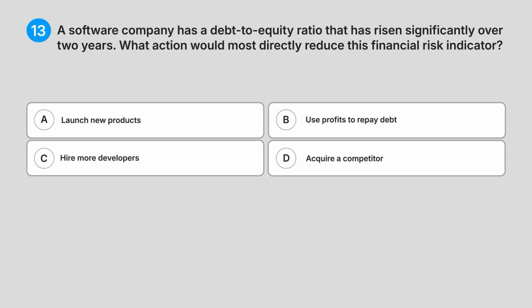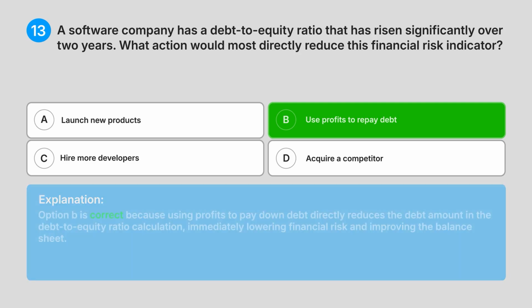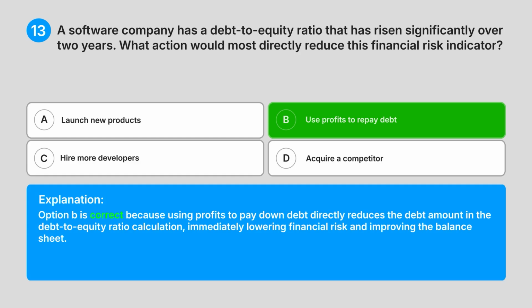Correct answer, B. Use profits to repay debt. Explanation. Option B is correct because using profits to pay down debt directly reduces the debt amount in the debt-to-equity ratio calculation, immediately lowering financial risk and improving the balance sheet.